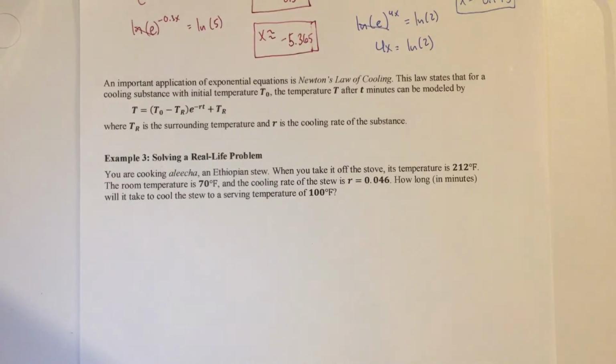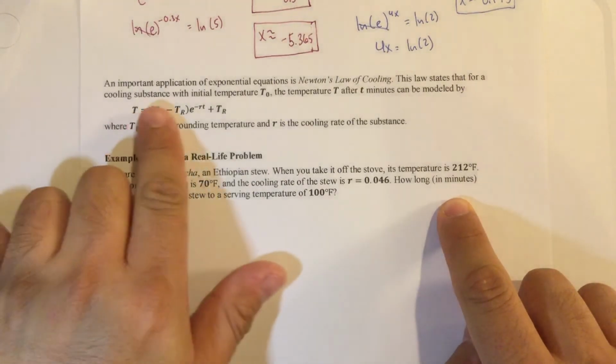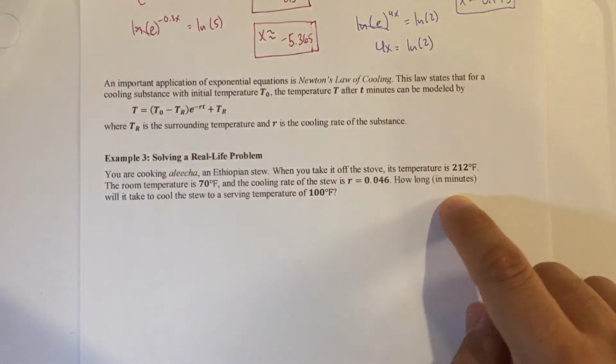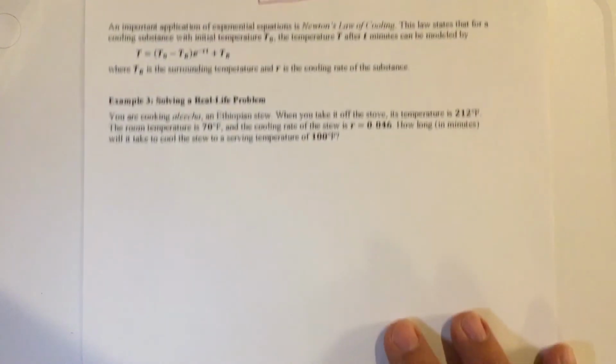So, you are cooking a licha, an Ethiopian stew. When you take it off the stove, its temperature is 212 degrees Fahrenheit. The room temperature is 70 degrees Fahrenheit, and the cooling rate of the stew is r equals 0.046. How long, t minutes, will it take to cool the stew to a serving temperature of 100 degrees Fahrenheit?